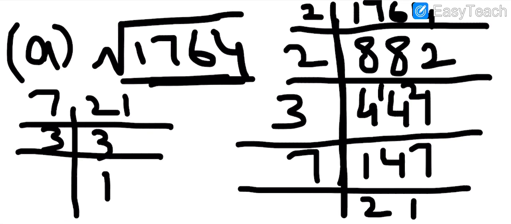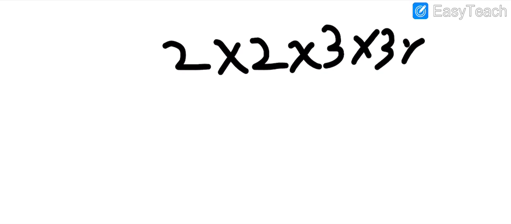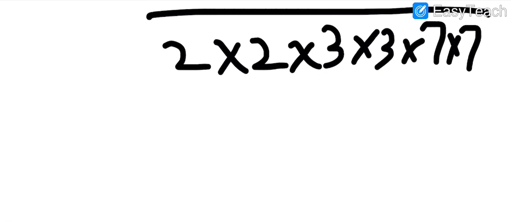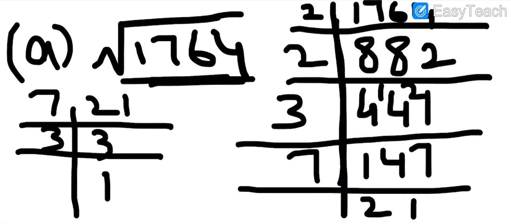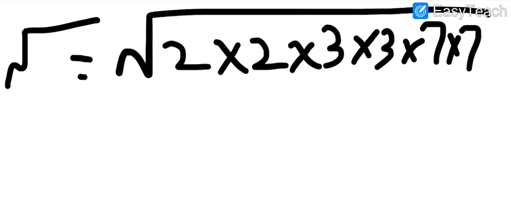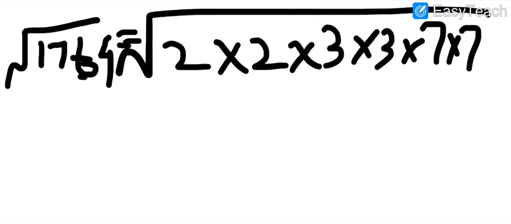Fine. So how many 2s do we have? 2. How many 3s do we have? 2. How many 7s do we have? 2. It means we have 2 into 2 into 3 into 3 into 7 into 7, which is equal to what was the number? 1764. So 1764 is equal to this.